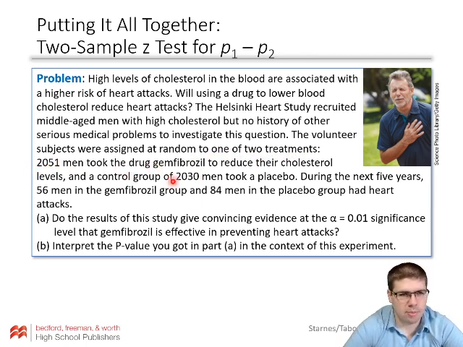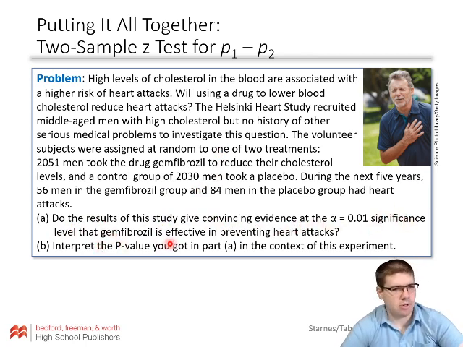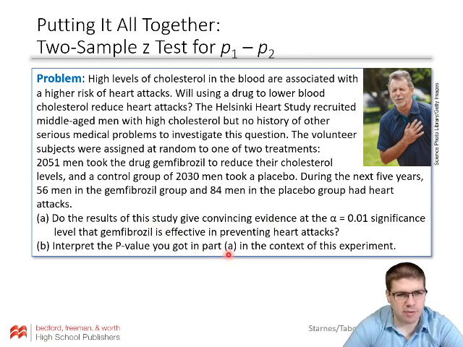2,051 men took the drug gemfibrozil to reduce their cholesterol levels, and a control group of 2,030 men took a placebo. During the next 5 years, 56 men in the gemfibrozil group and 84 men in the placebo group had heart attacks. Do the results of this study give convincing evidence at the alpha 0.01 significance level that gemfibrozil is effective in preventing heart attacks? And then interpret the p-value in the context.